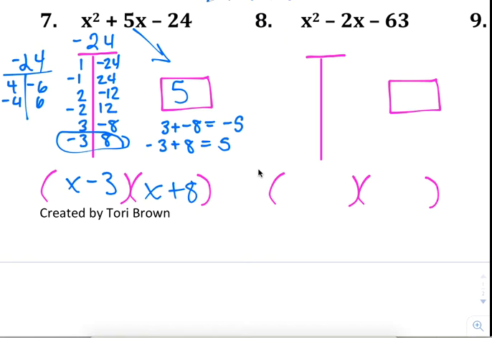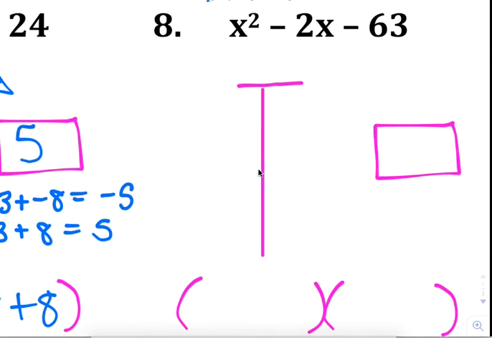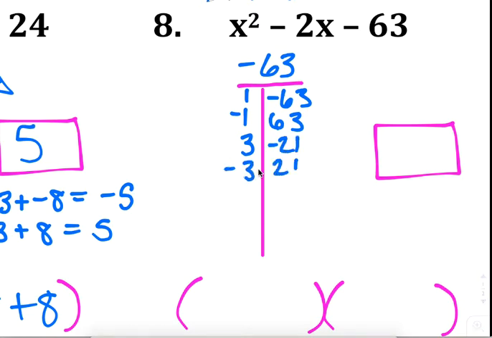Let's try number 8. Number 8 is going to have a lot of numbers also, so maybe let me write it first. We're going to put negative 63 on top, and we're going 1, negative 63. The signs are different. Negative 1, 63. 2 doesn't work. 3, negative 21, negative 3, 21. 4 doesn't work, 5 doesn't work, and 6 doesn't work. But 7 times a negative 9, negative 7 times a positive 9. So we have 6 pairs. 8 does not go into 63.